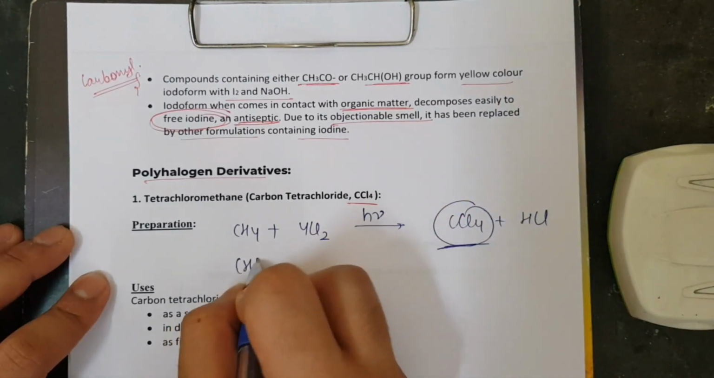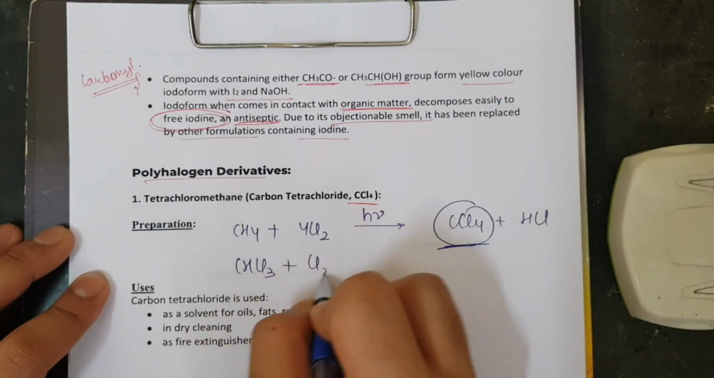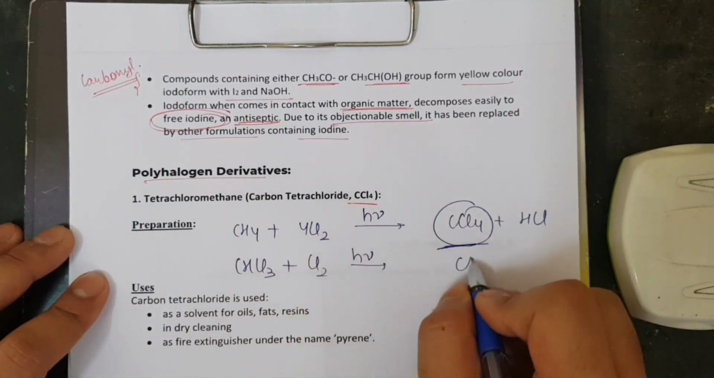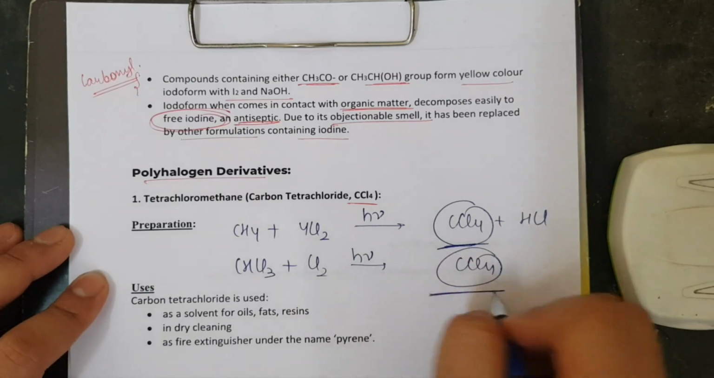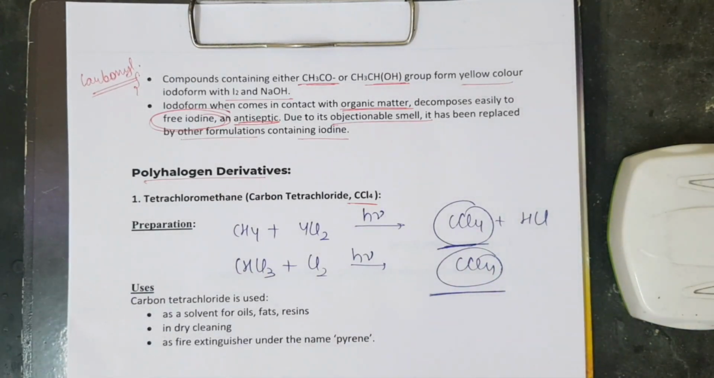We can take chloroform also, that is CHCl3. We take 1 mole of Cl2. We get the formation of CCl4. So this can also be formed in this particular manner.